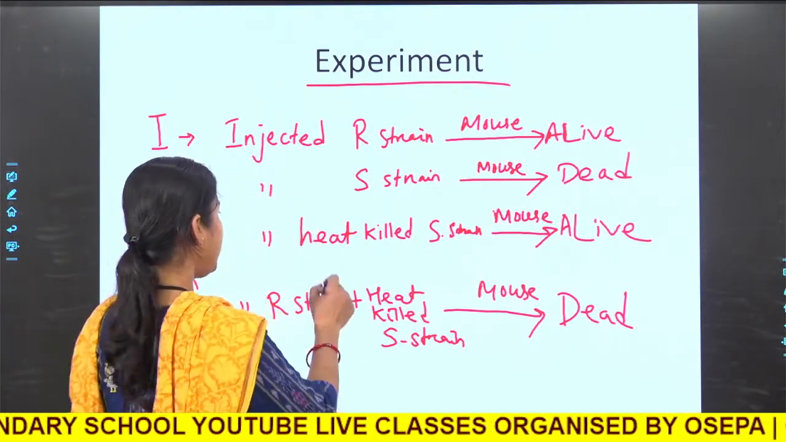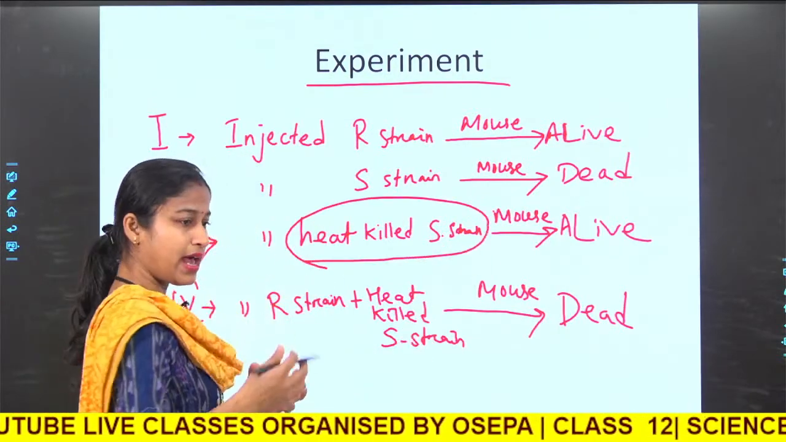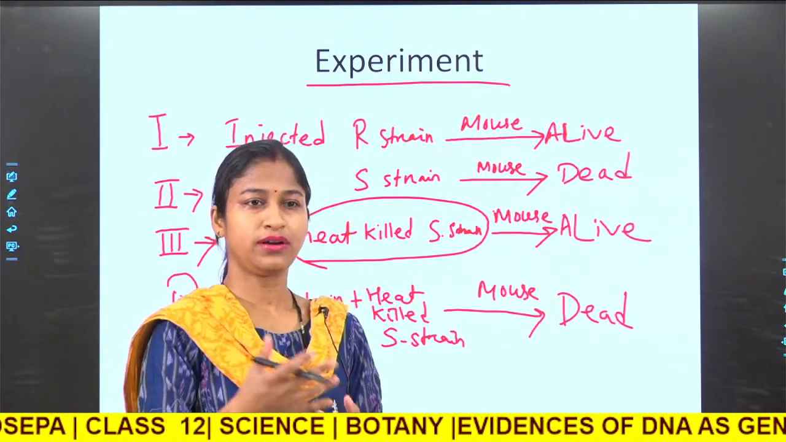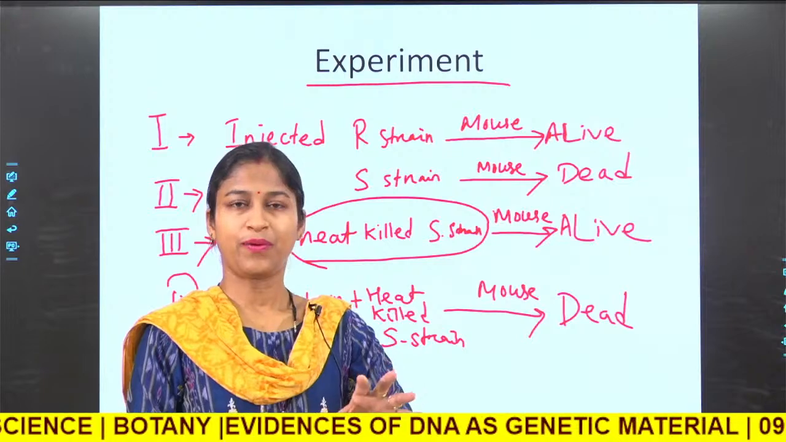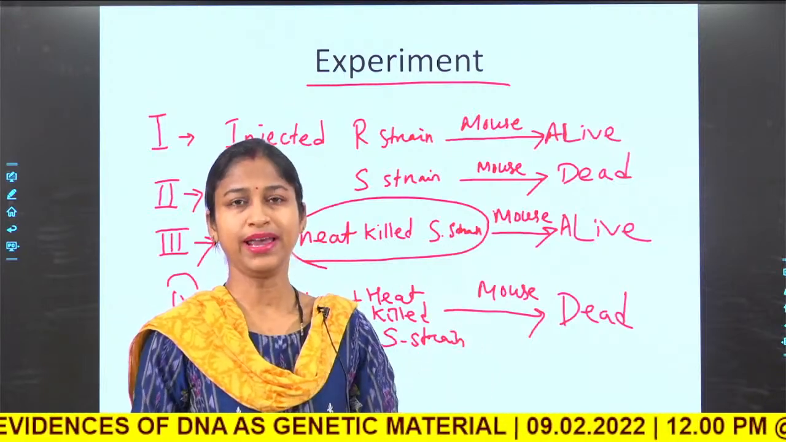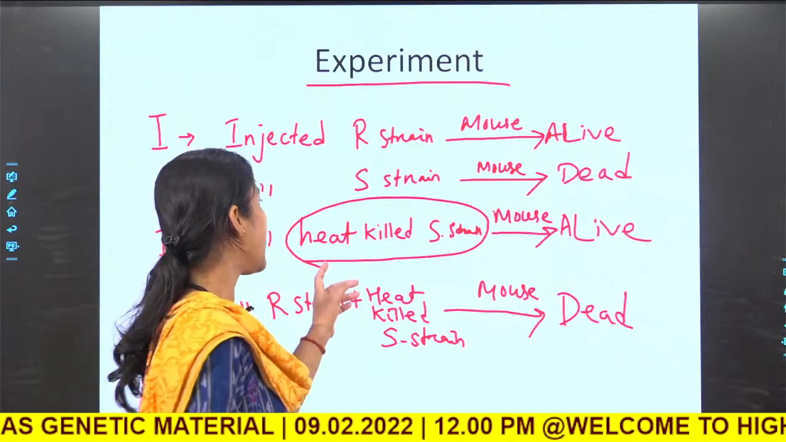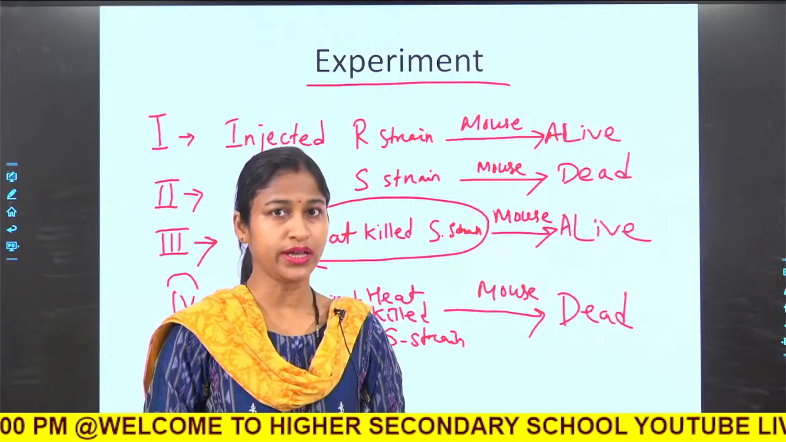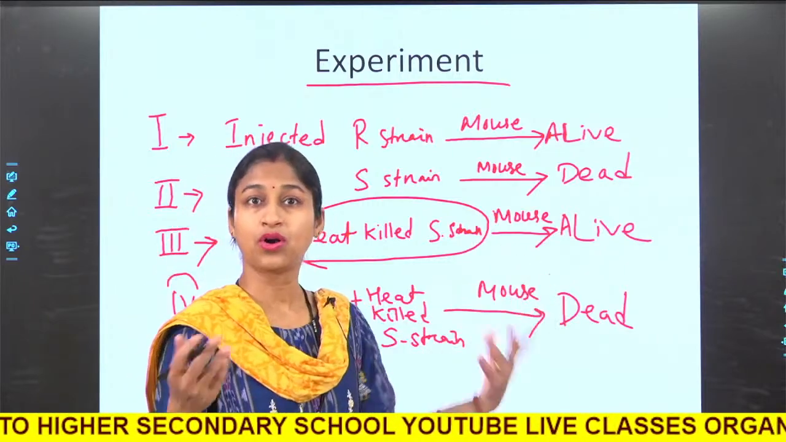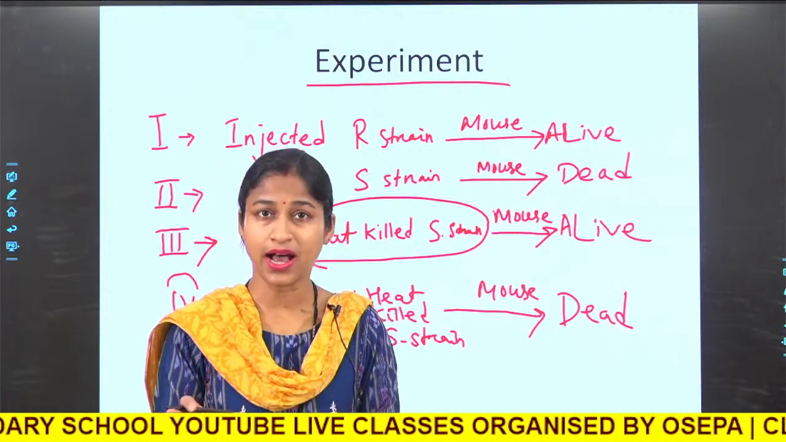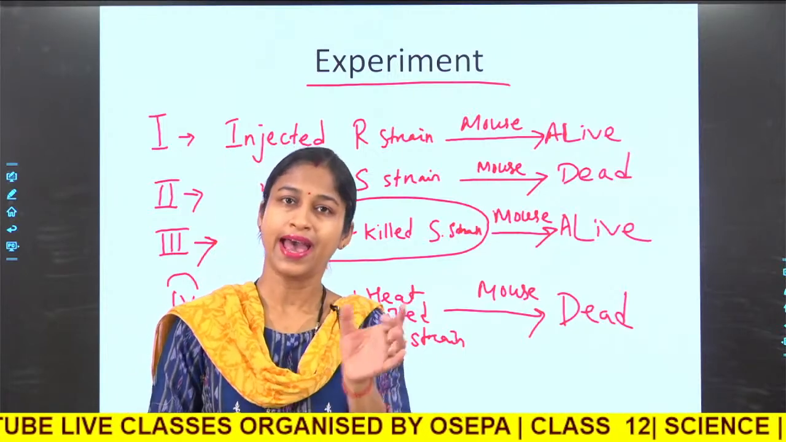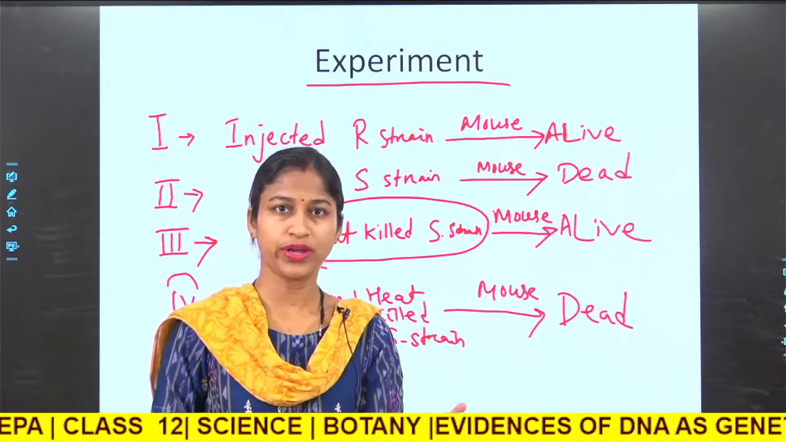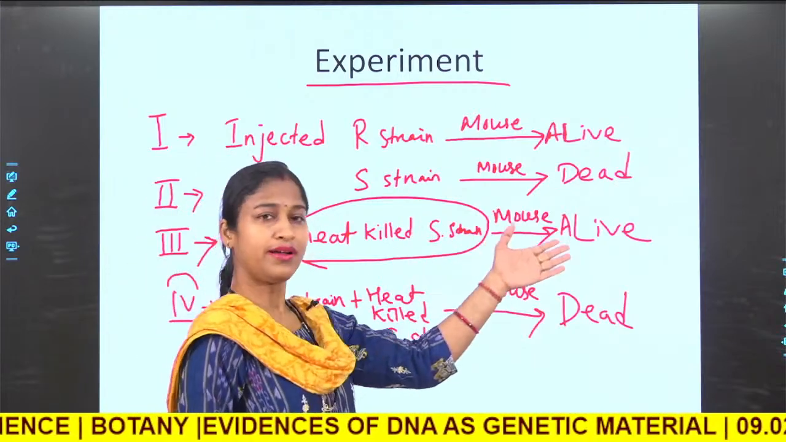Now, the heat killed S strain means they raised the temperature, or boiled the S strain colony, and killed all the S strains by providing heat. So this is called heat killed S strain. When the heat killed S strains were injected into the mouse body, the mouse were found to be alive because the heat killed S strains do not have the virulence capability, so they are incapable of causing pneumonia, and all the mouse are alive.